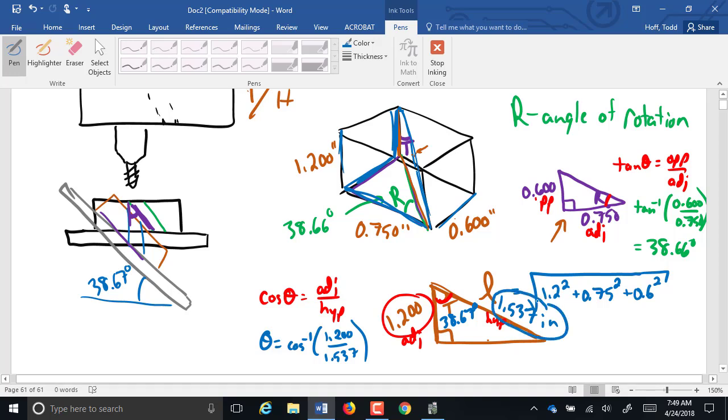Now, this dimension here, by the way, is one that you quite often are going to want to know anyway, because if you want to figure out how long it's going to take to drill this hole, you're going to have your feed rate, and then of course you got to have your length of cut. That is actually your length of bore for this hole.